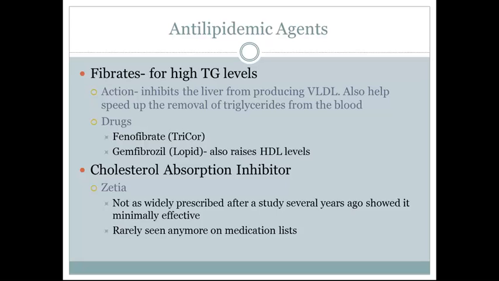Antilipidemic agents, we also have the fibrate classifications, which are used for high triglyceride levels. They inhibit the liver from producing VLDL. Also, they help in speeding up the removal of triglycerides from the blood. Most common is the fenofibrate, also called Tricor. We also see quite frequently the gemfibrozil or Lopid, which raises the HDL level also.